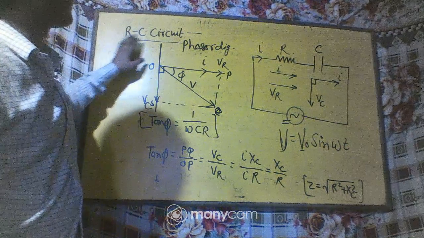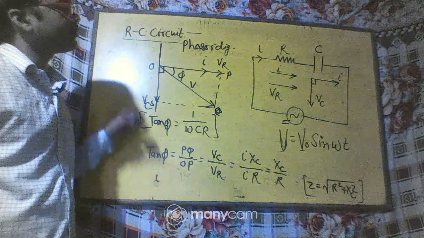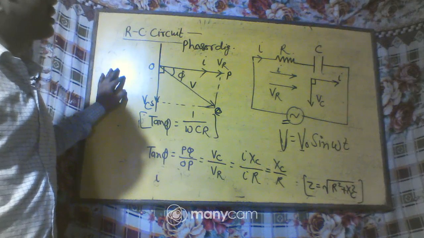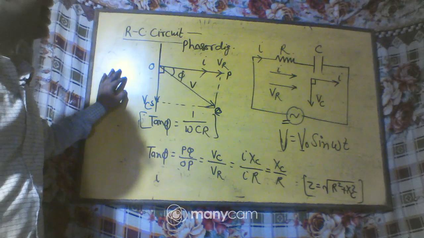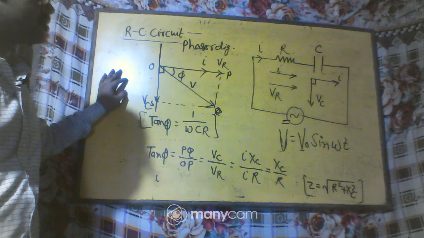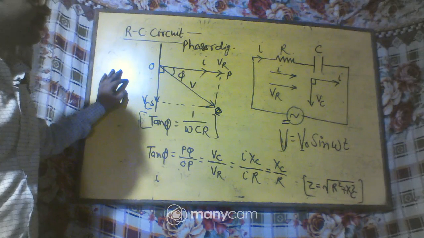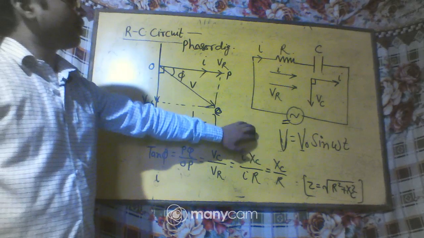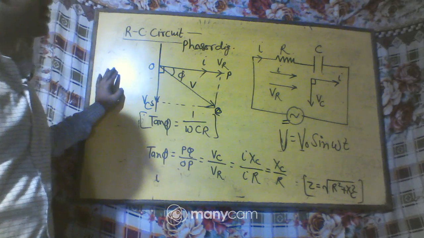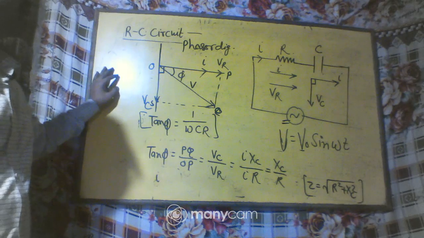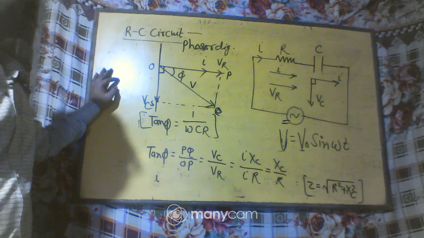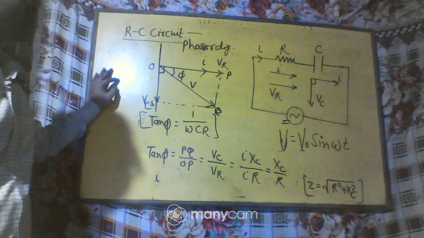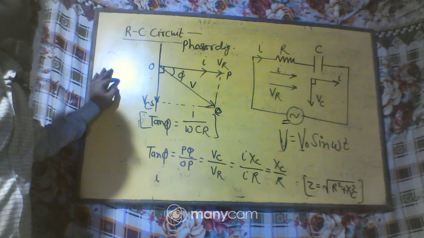So let me repeat the things. We are continuously studying the RC circuit. RC circuit means an AC circuit which contains a resistor and a capacitor in series connected with a AC source of EMF V is equal to V naught sin omega t as shown in the figure. You can see here in the resistor current I and voltage VR are in same phase, whereas in capacitor current I is leading with the voltage by a phase of 90 degree.